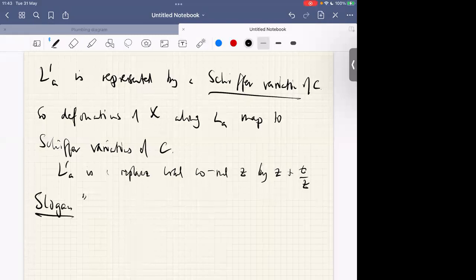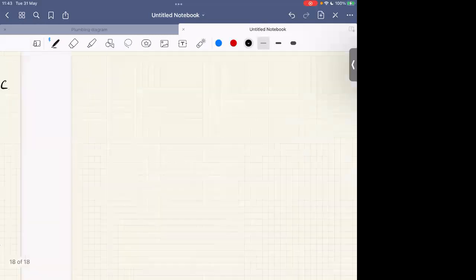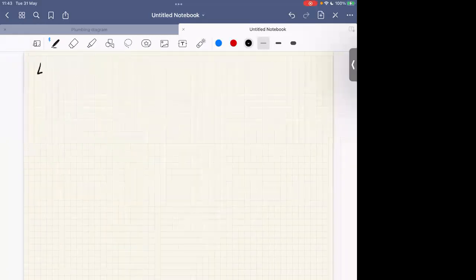You delete a Z disk from C, and then glue in a new disk with coordinate W, which is Z plus T over Z. So what I want to do is actually to explain this in a way which makes it possible to see how to make calculations. So let me expand the slogan.